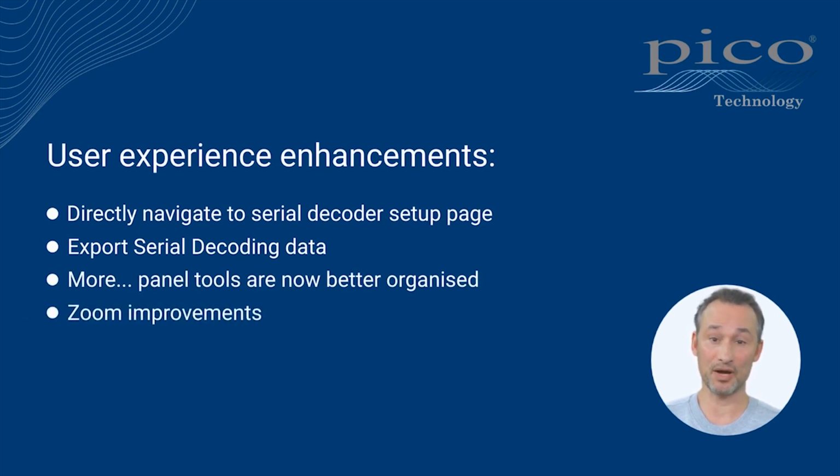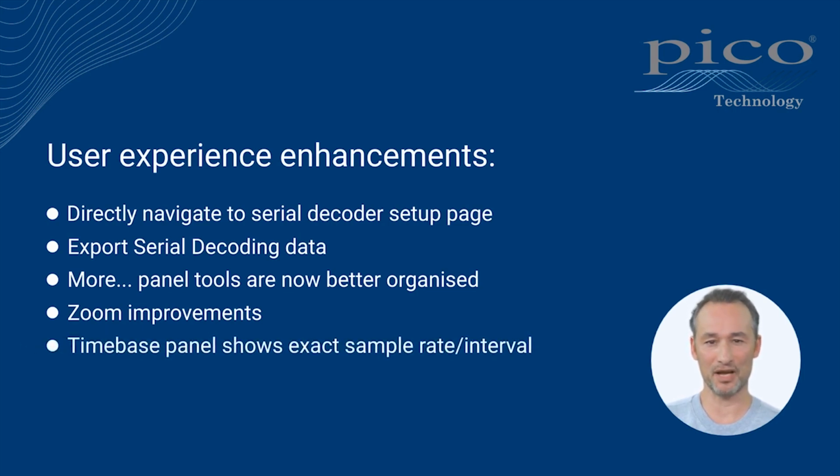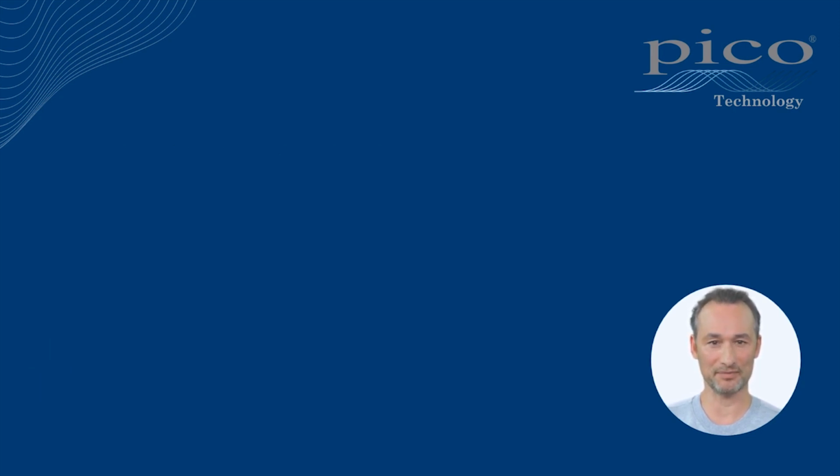Zoom overview now closes on full zoom out, and horizontal zoom now uses mouse wheel trackpad scroll on Linux. The exact sample rate and interval are now shown in the time-based options panel. User file names are now retained after saving or loading files.